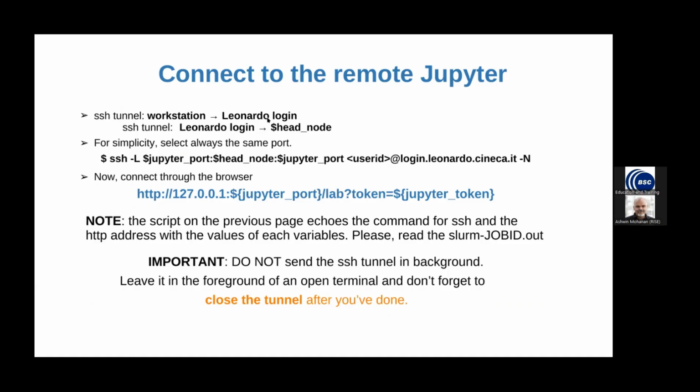You open a tunnel from your workstation to the Leonardo login. You open a tunnel from the Leonardo login to the head node, and then you will be able to connect through this machine, so your workstation. SSH will take care of handling the traffic and forward it to the login, to the head node of your job, and you will have your kernel running. The script on the previous pages kindly echoes the command that you have to write. The HTTP address is already filled in, so you don't have to substitute the variables yourself. And read the Jupyter job ID.